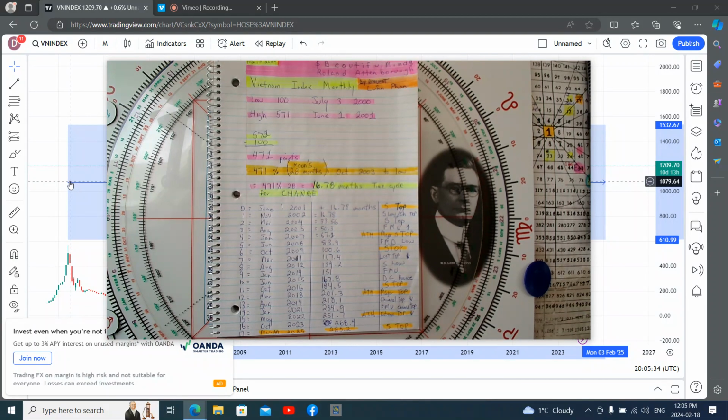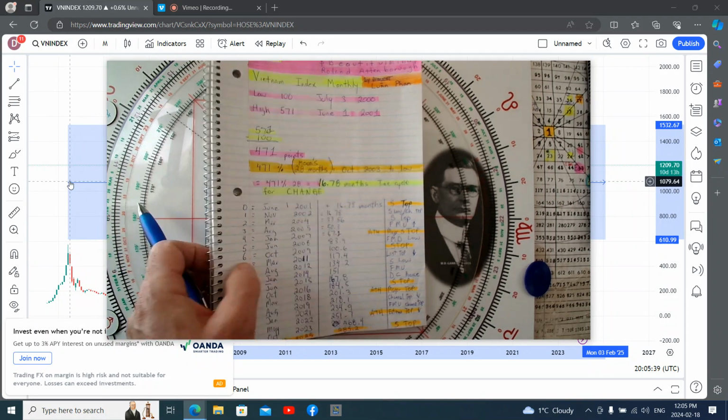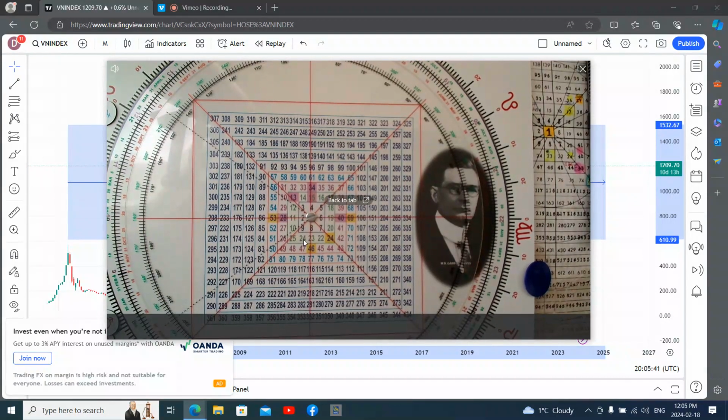If you don't have a square of 9, like I have right here, then, which you can use to predict prices and some other things.